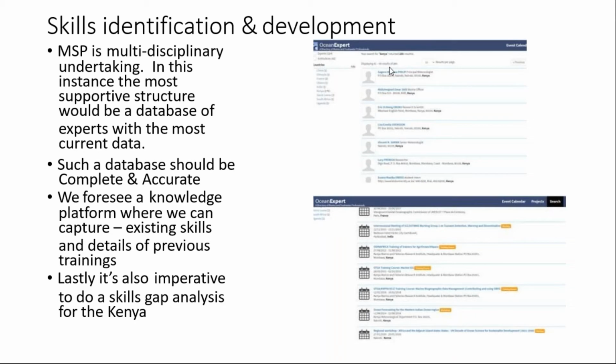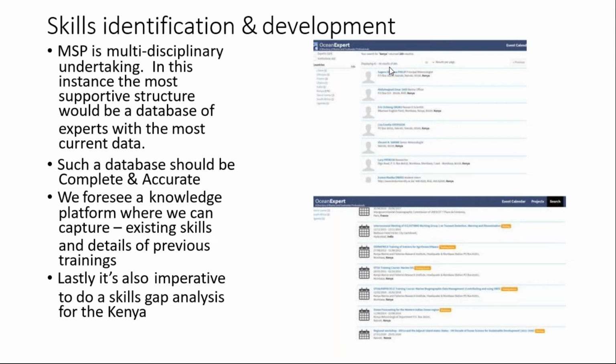So talking about skills identification and development, I think by now we know that MSP is a multidisciplinary undertaking. And in this instance, the most supportive structure would be, in terms of a multidisciplinary undertaking, we would need to have this kind of information on skills readily available on a database of experts. And such information should be made very current.